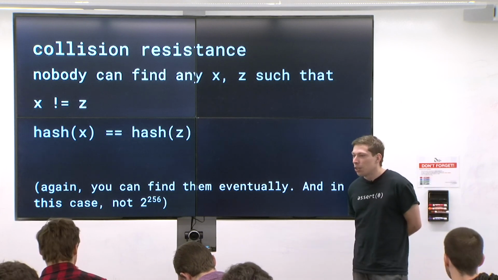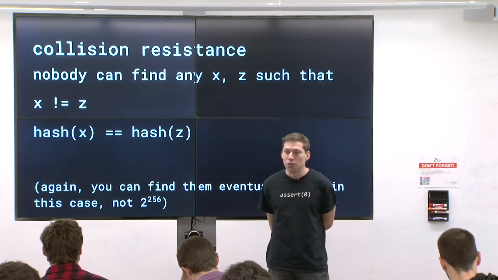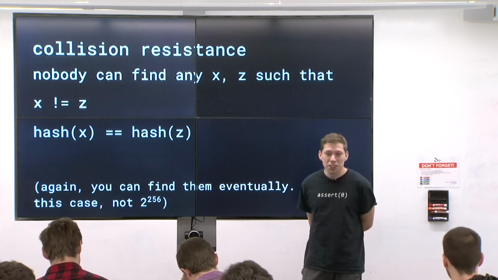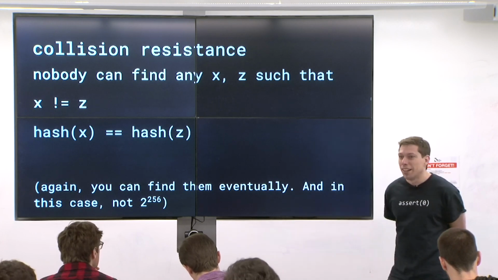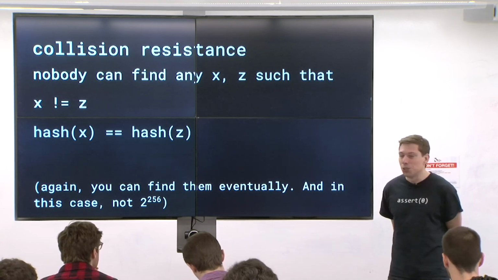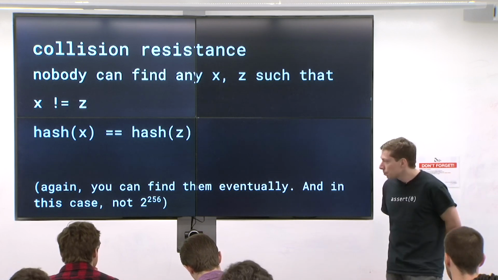It's just like, look, no one can find this. And so it's really easy to disprove. You can just say, hey, look, here's an x and here's a z. Try hashing them. Oh, shoot, the hashes are equal. And it doesn't really matter how you got these or who's doing it. So that's a really nice, easy, clear property.